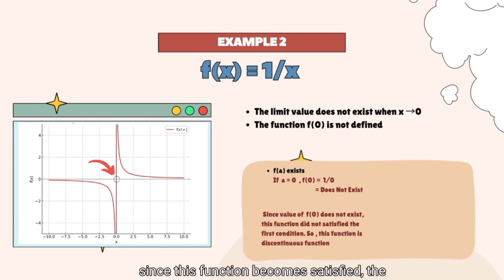Okay, since this function did not satisfy the first condition of the continuous function, we don't need to look at the second and the third conditions anymore. Since f(0) is not defined and the limit at x equal to 0 does not exist, this function fails to satisfy the conditions for continuity. Therefore, f(x) equal to 1 over x is not a continuous function at x equal to 0.